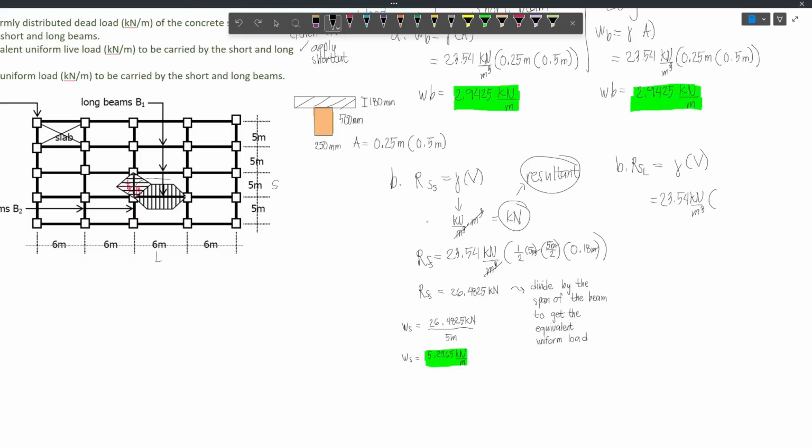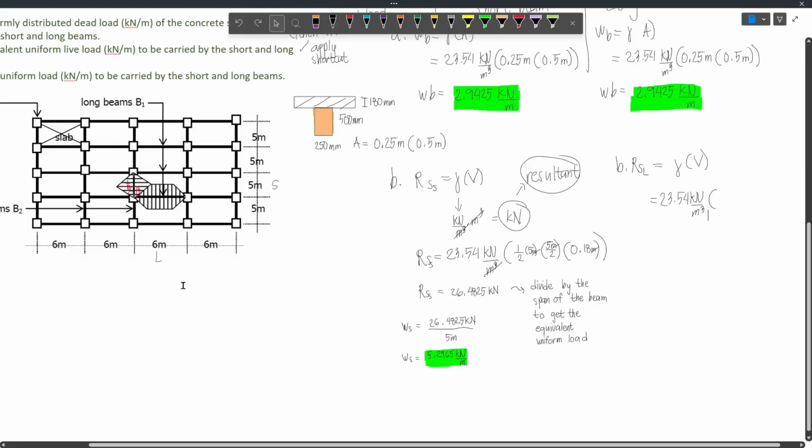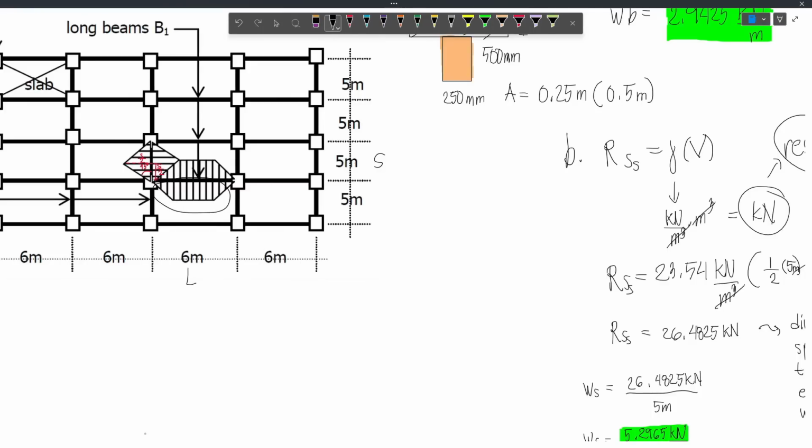Now sir, why are we considering the trapezoidal load? We are considering that one because we are already interested in the long beam. And so now, diba, we already derived a formula for the area of the trapezoid. Now, ito yan.